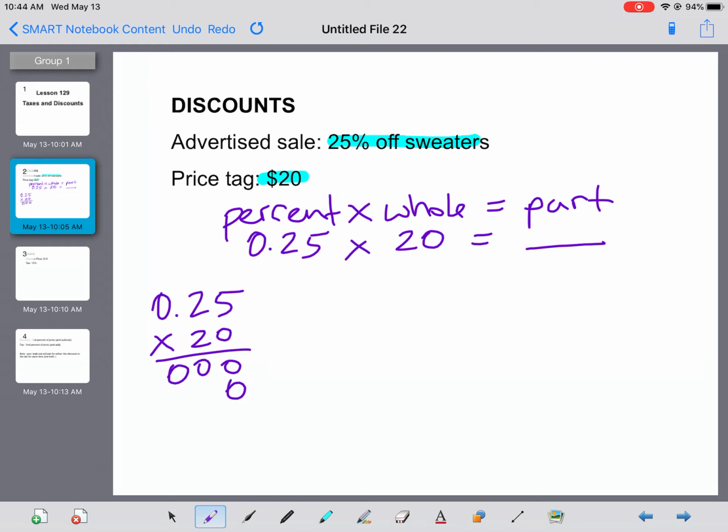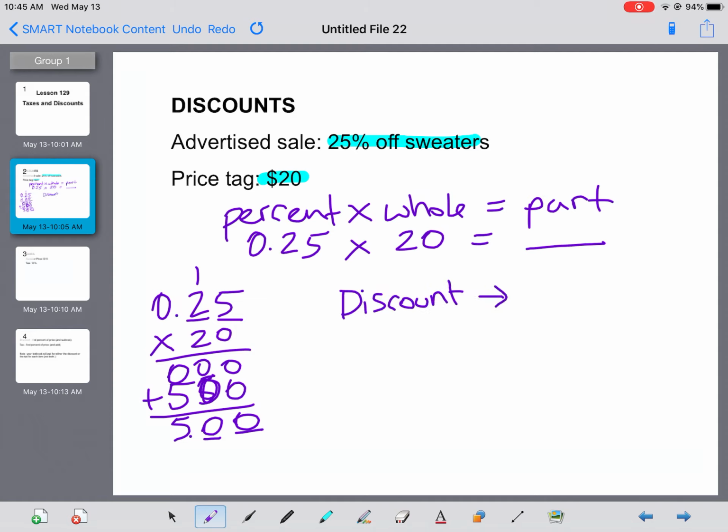This is all going to be zeros, placeholder 0. Don't forget those. I forgot the placeholder 0. And you should end up remembering 2 numbers behind a decimal in your question means 2 numbers behind a decimal in your answer, with an answer of $5. Okay, so 25% of 20 is $5. So the discount on this particular sweater is $5.